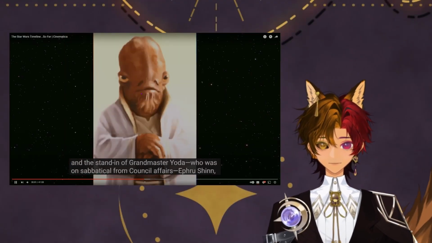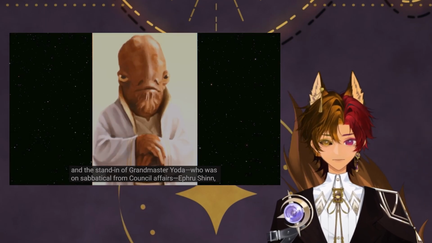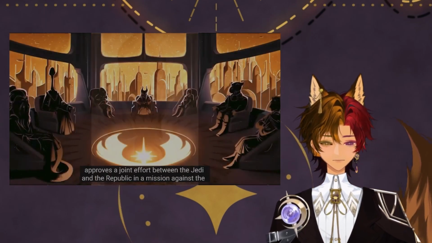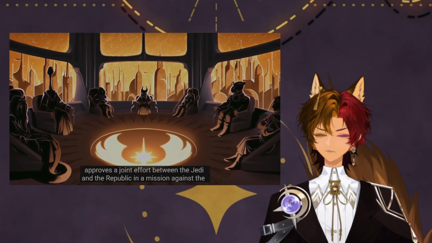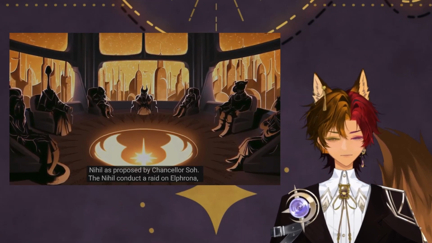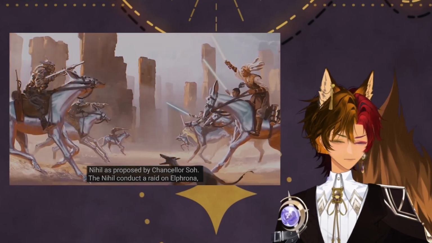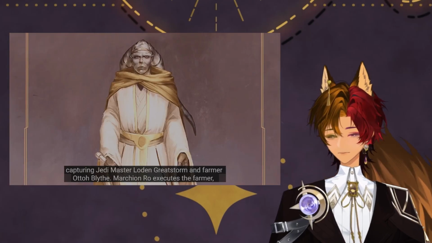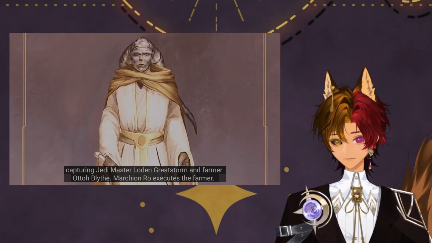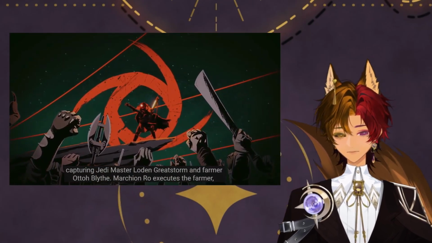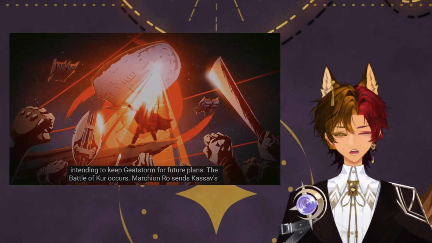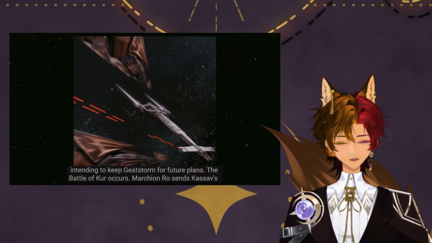Caro, and the stand-in of Grandmaster Yoda, who was on sabbatical from Council Affairs, Efru Shin, approves a joint effort between the Jedi and the Republic in a mission against the Nihil as proposed by Counselor So. The Nihil conduct a raid on Elfrona, capturing Jedi Master Loden Greatstorm and Farmer Odo Blythe. Markion Ro executes the farmer, intending to keep Greatstorm for future plans. The Battle of Kur occurs.